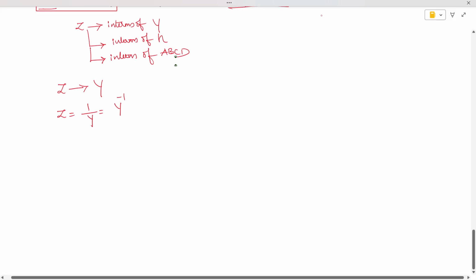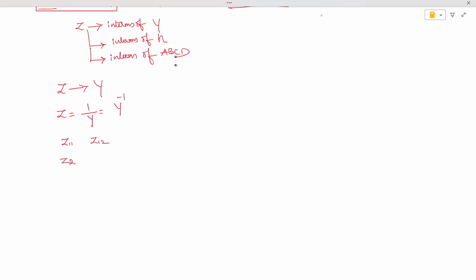So how to write it down: this is z11, this is z12, this is z21, this is z22, our z matrix, and we have y11, y12, y21 as well as y22, and the inverse of this we require. So how to find the inverse? Okay, I will show you the inverse.